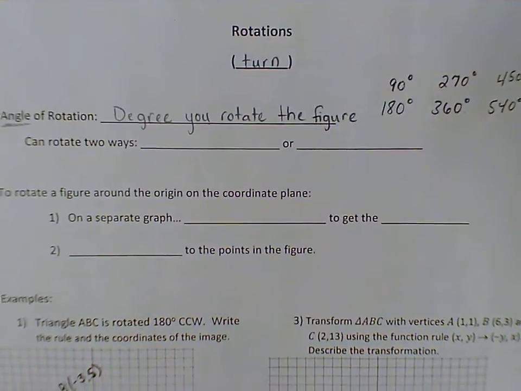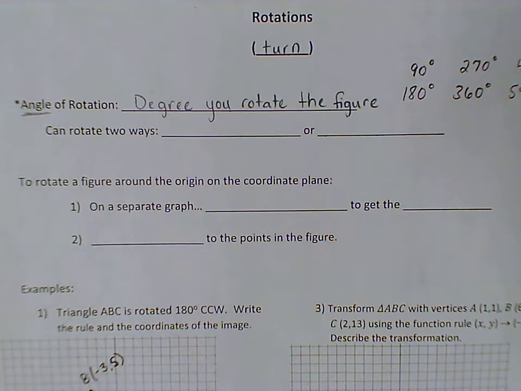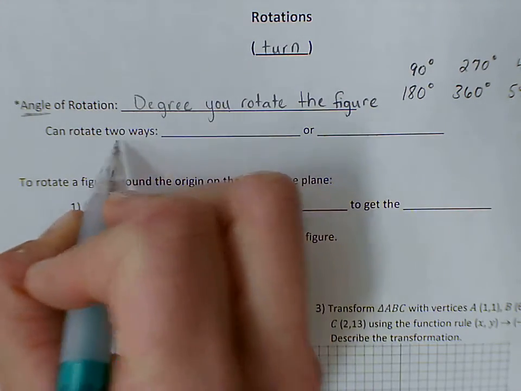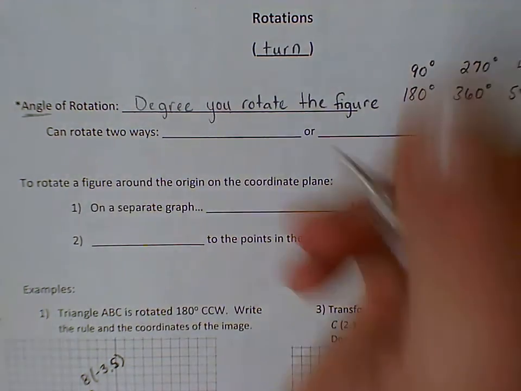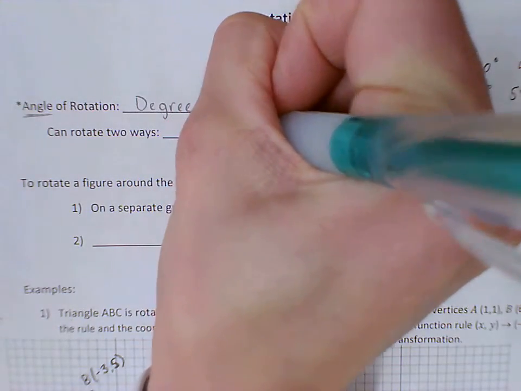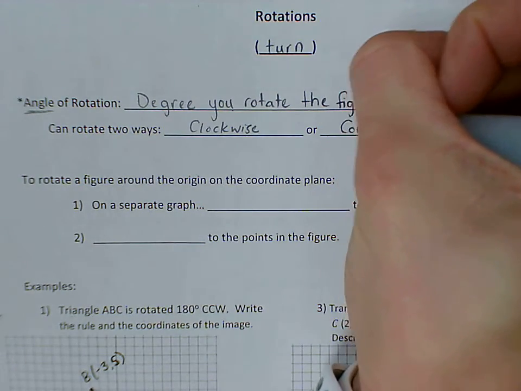All right, so now that you have had some practice with rotating it, let's talk about the different ways to rotate the figures, okay? So there's two different ways or two different directions in a way that you can rotate it. You can rotate something either what's called clockwise, or you can rotate it what's called counterclockwise.